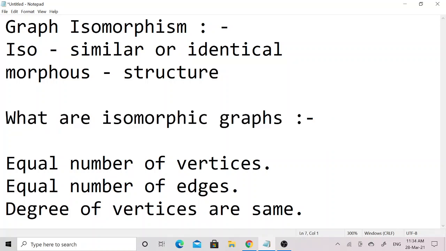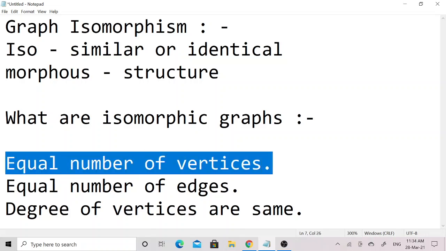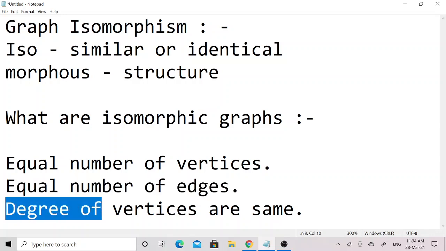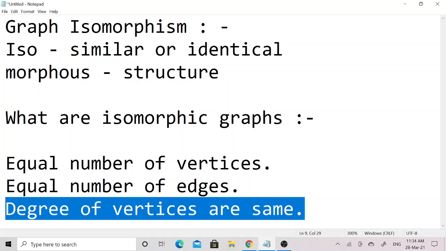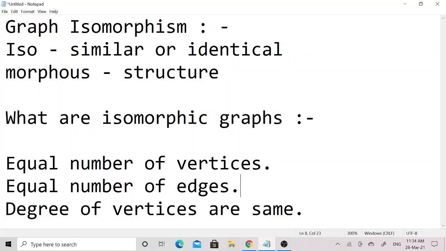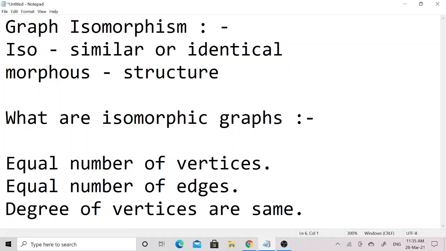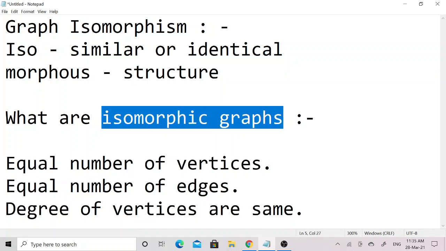So the first parameter is that the two or more graphs must contain an equal number of vertices. The second parameter is that the two or more graphs must contain an equal number of edges. And the third and foremost parameter is that the degree of vertices are the same. If all the three properties are matched, then we can determine whether two or more graphs are isomorphic in nature or not. So let's have an example.